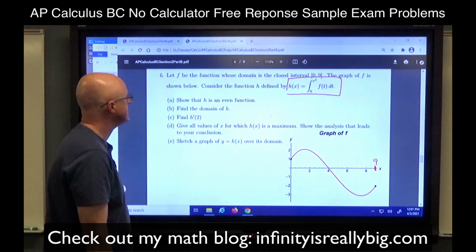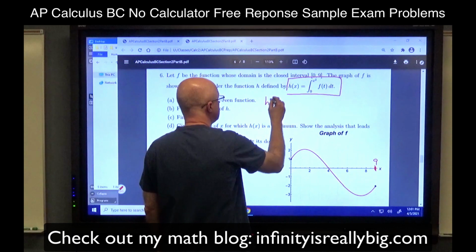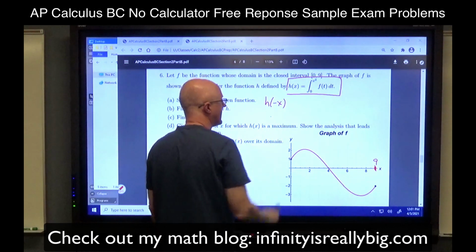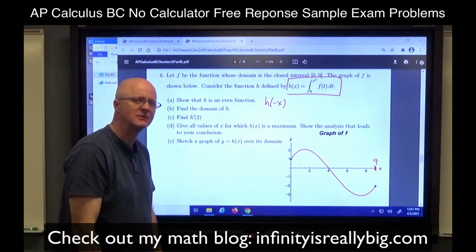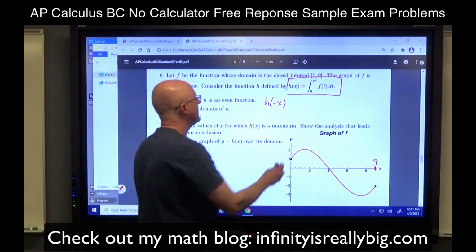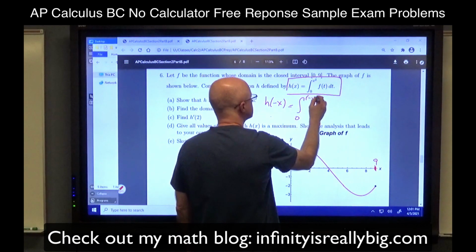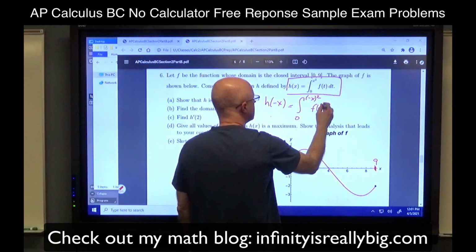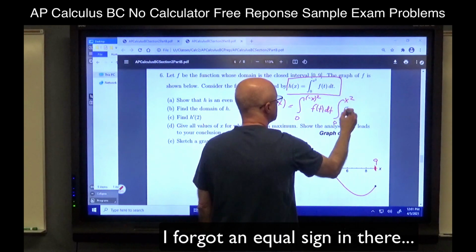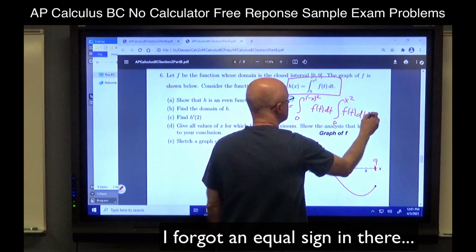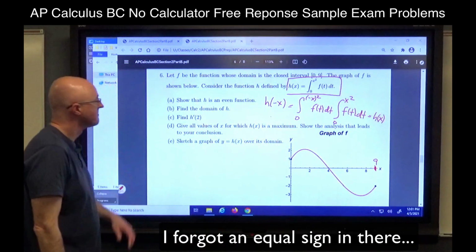Part A, show that h is an even function. That's the easiest part. To be even means that if you replace x with negative x, you really get the same thing as if you just keep it as an x to begin with. And that's easy because negative x quantity squared is the same as x squared. So it's easy to show h is even.